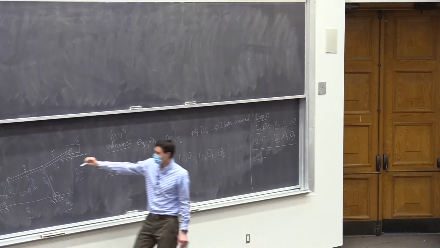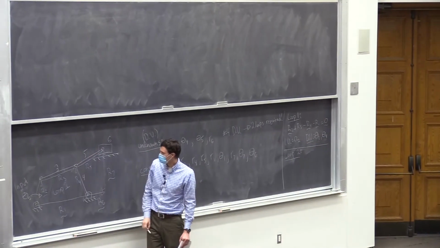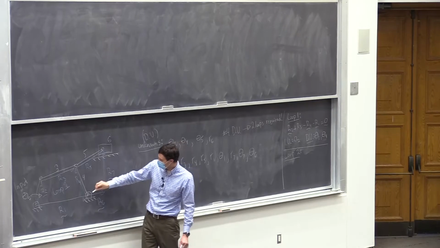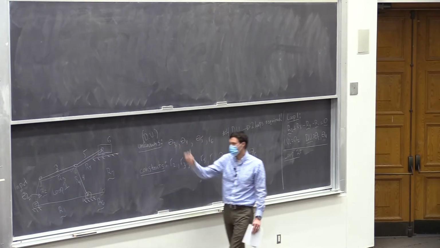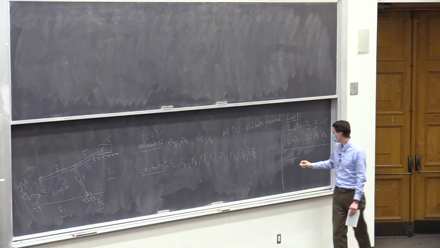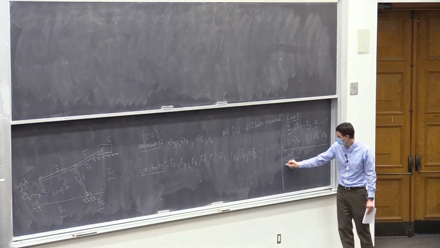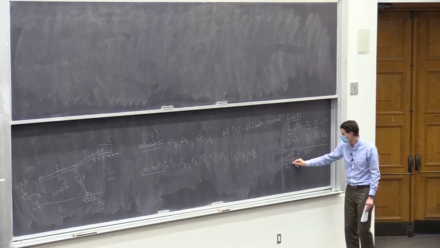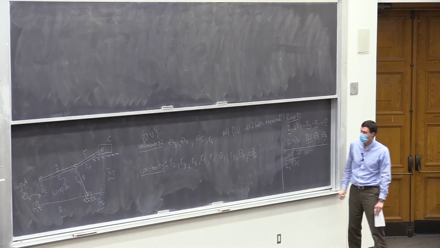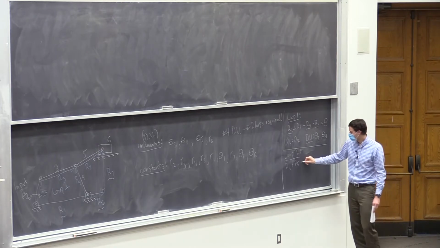So we have an angle of length 3, an angle of length 4. So the simplest loop would be just this right side, 4, 5, 7, 6. I'm going to go clockwise around. 4 plus 5 minus 7 minus 6.